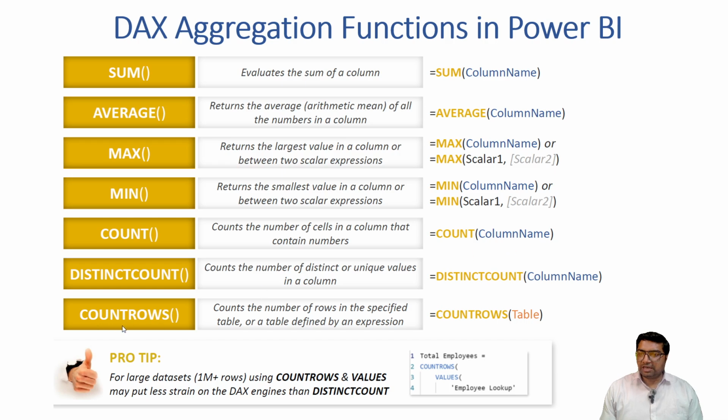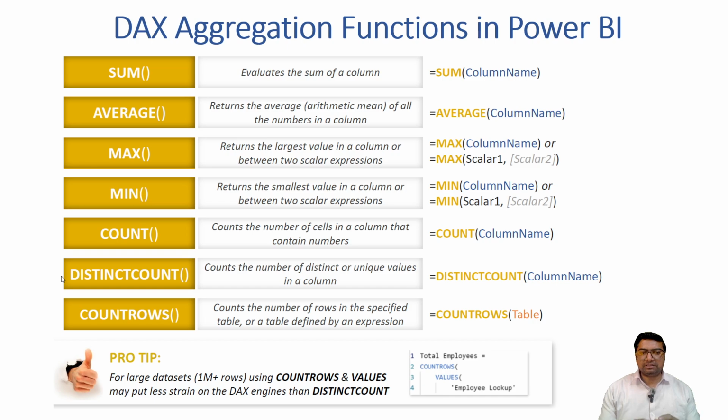And the last one is count rows. Count rows returns the number of rows in the specified table or in a table identified by an expression. Simply, the formula is COUNTROWS and the table. One pro tip here: if you have a large data set, always use COUNTROWS rather than counting a column value. It will put less stress on your engine and your performance will be good. For example, to create total employee, you can use COUNTROWS with the employee lookup, like this.